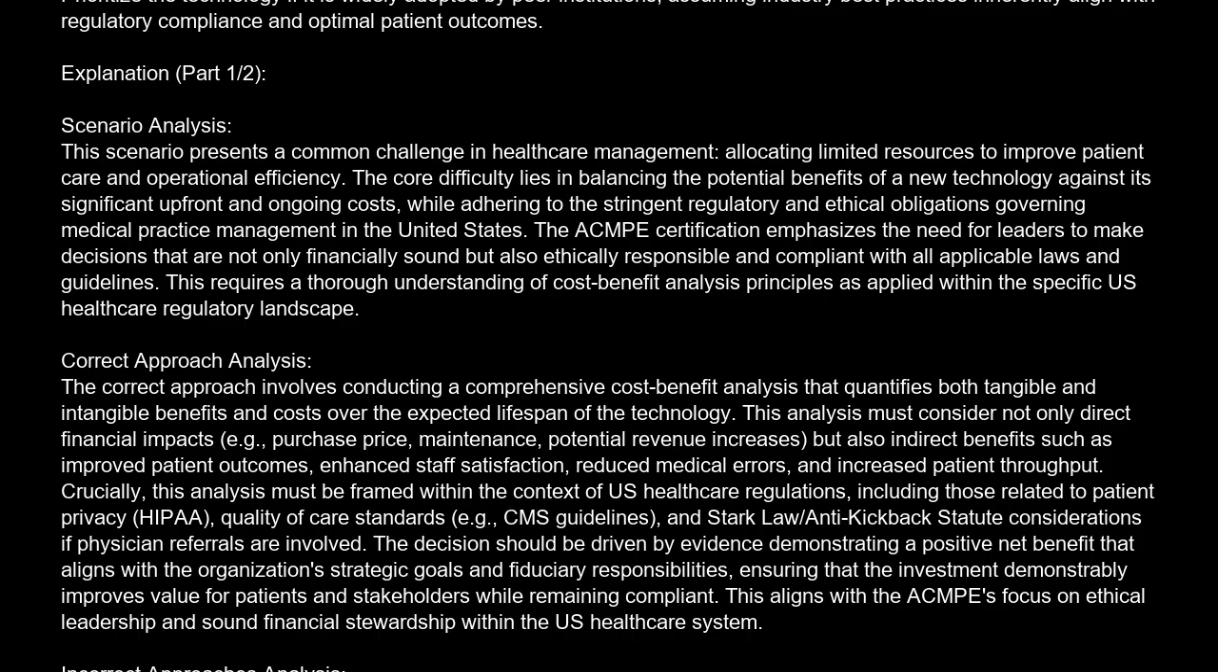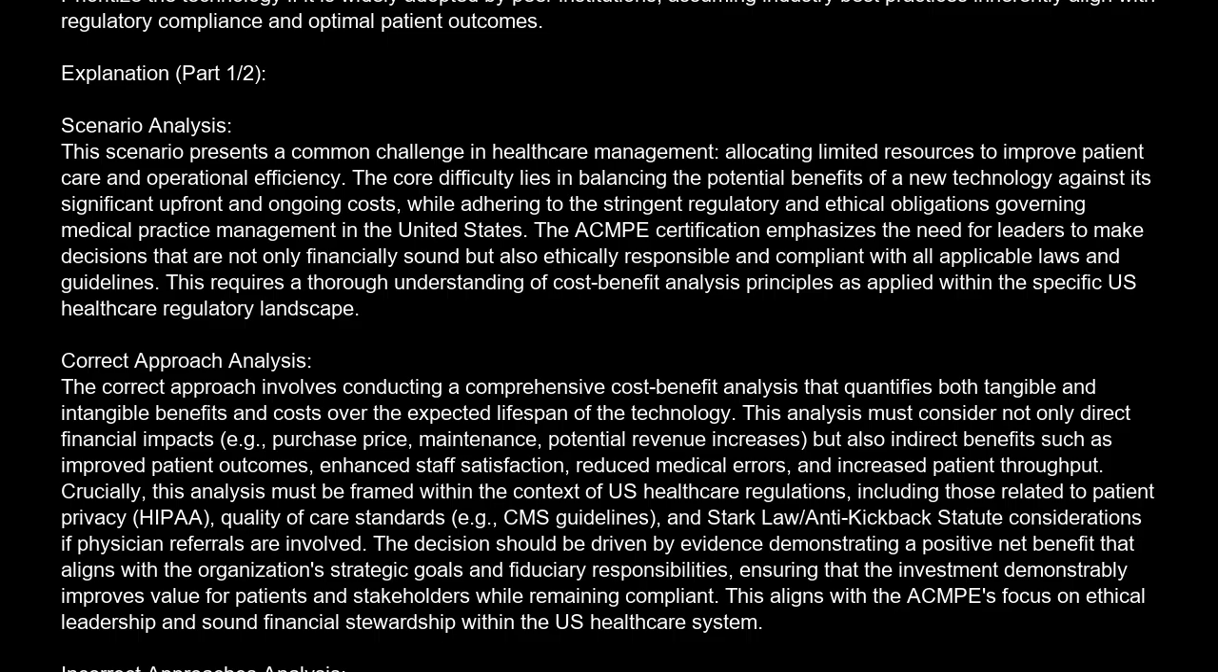The decision should be driven by evidence demonstrating a positive net benefit that aligns with the organization's strategic goals and fiduciary responsibilities, ensuring that the investment demonstrably improves value for patients and stakeholders while remaining compliant. This aligns with the ACMPE focus on ethical leadership and sound financial stewardship within the U.S. healthcare system. Incorrect approaches analysis.